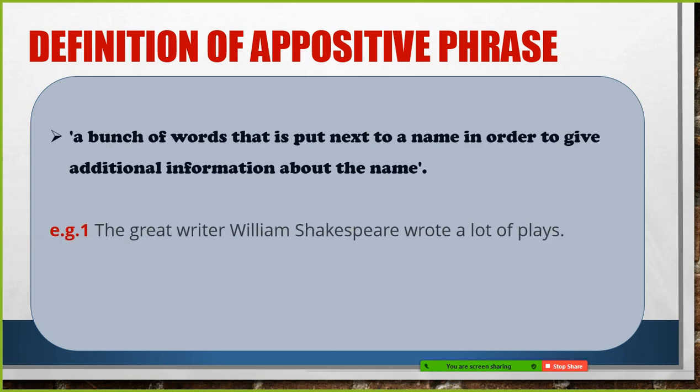Look at the example here. The great writer William Shakespeare wrote a lot of plays. Can you detect for me here the appositive phrase? The great writer? Okay, is it essential? No. It's not essential. So does it mean that I can exclude it out of the sentence? Yes. So what would be left out? William Shakespeare wrote a lot of plays.